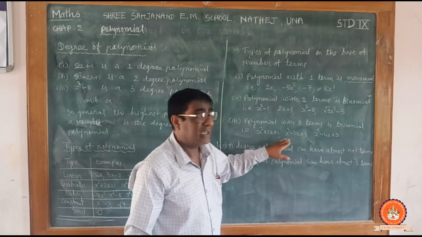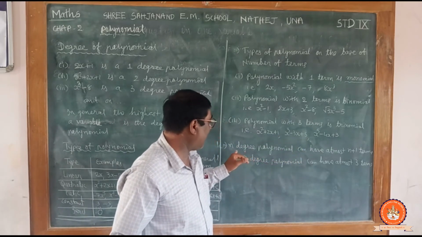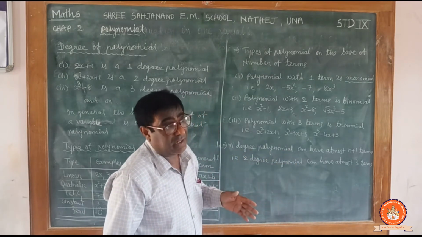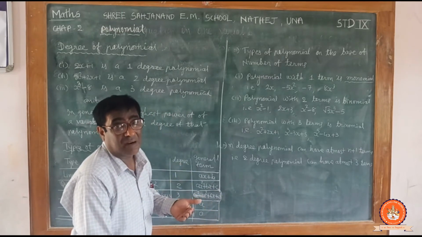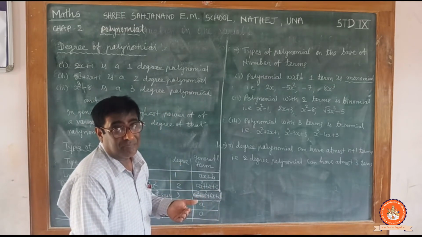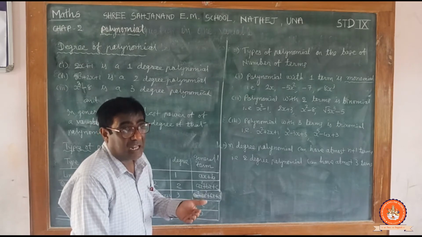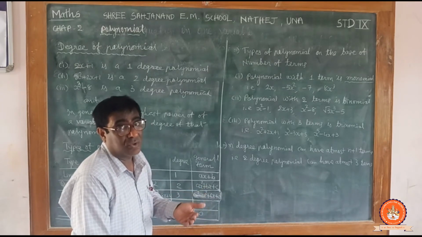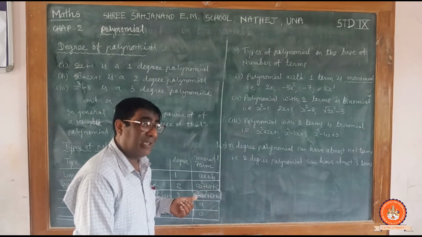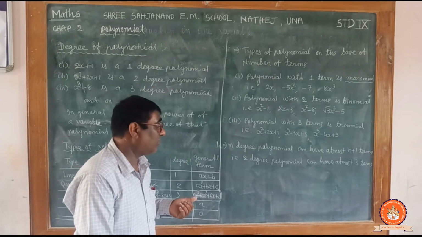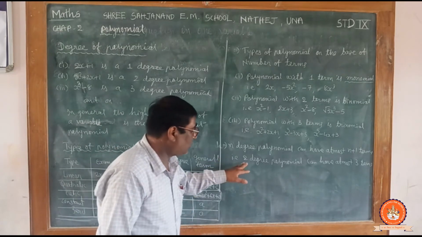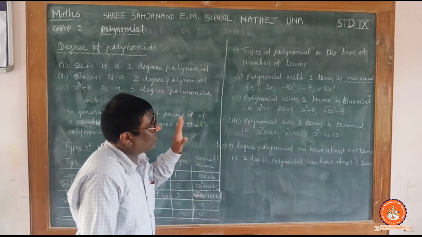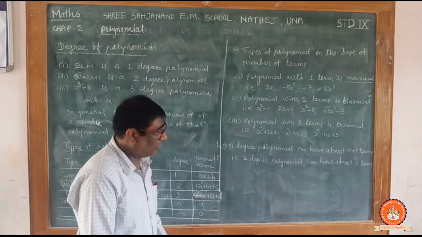Okay, these are the examples, but the most important thing is that an n degree polynomial can have at most n plus 1 terms. A 3 degree polynomial can have at most 4 terms. Okay, a 3 degree polynomial cannot have more than 4 terms. It can have 4 terms, 3 terms, 2 terms or 1 term. So the example is, a 2 degree polynomial can have at most 3 terms. Okay, so this is all about polynomial.